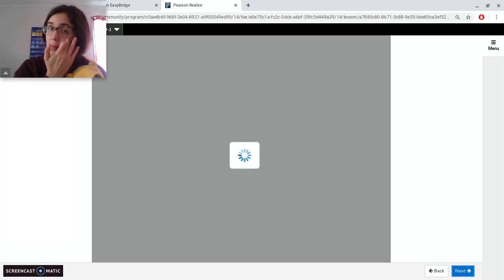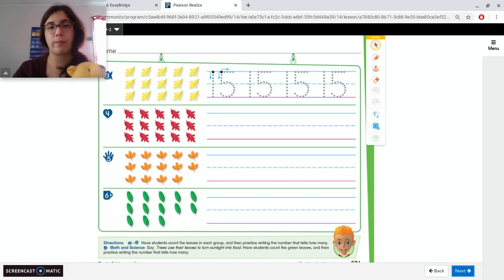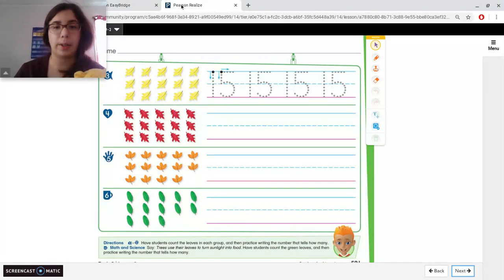That is number 15. And we're going to count the leaves and then tell me how many leaves we find. Ready, go. 1, 2, 3, 4, 5, 6, 7, 8, 9, 10, 11, 12, 13, 14, 15. We have 15 leaves, so we're going to write the number 15.